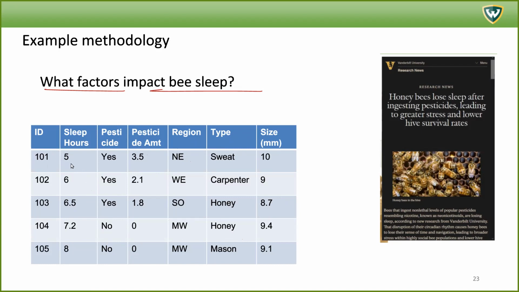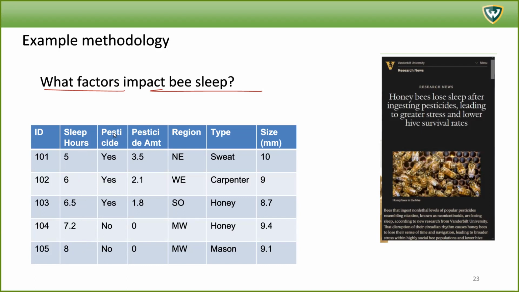So we do want to check our data. We want to make sure that we have representative data, collected in a proper way. Here we have sleep hours, so how many hours the bee is sleeping. How do we know how much the bee is sleeping? I actually have no idea, but I'm going to look that up. But suppose you can measure how many hours the bee sleeps.